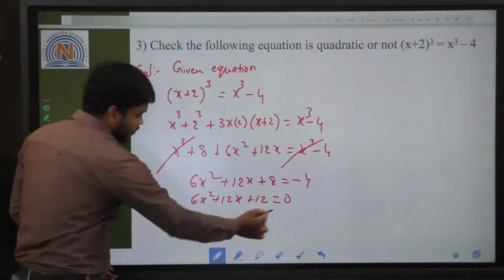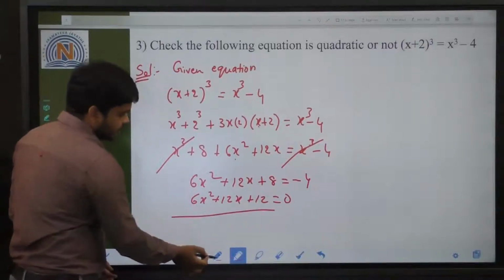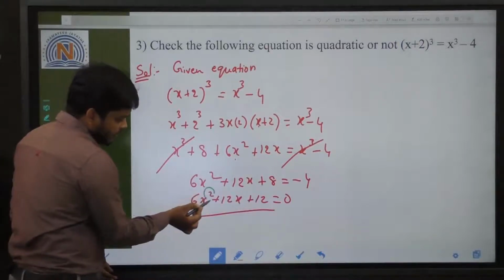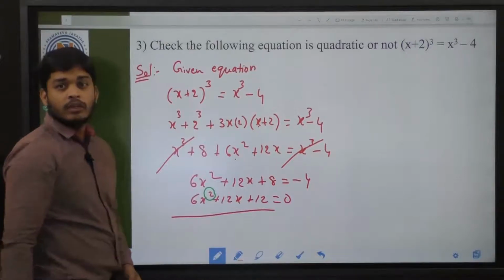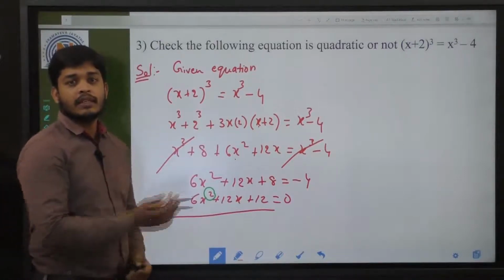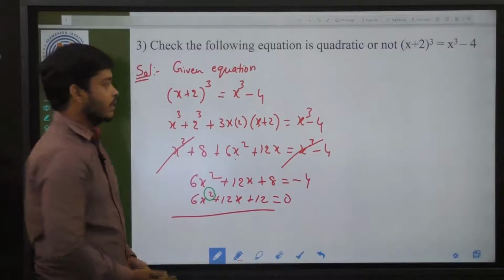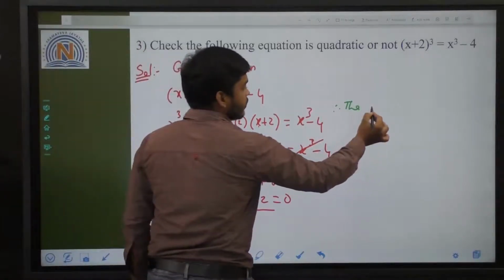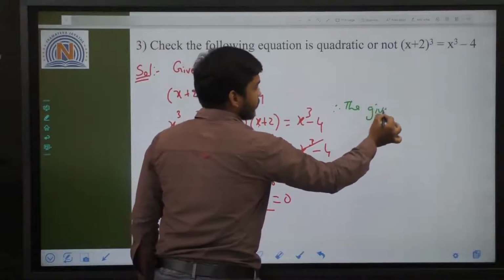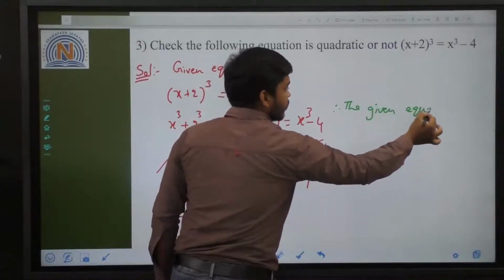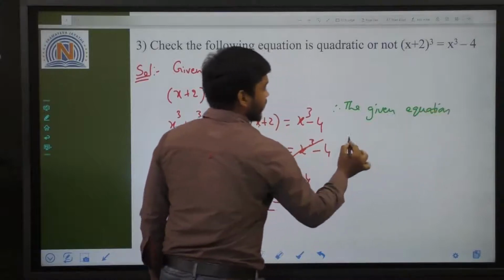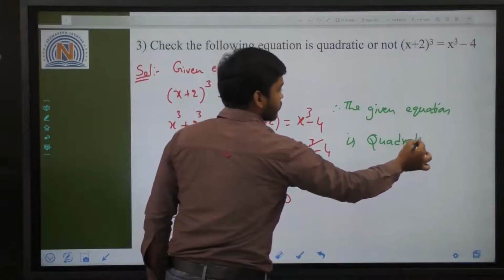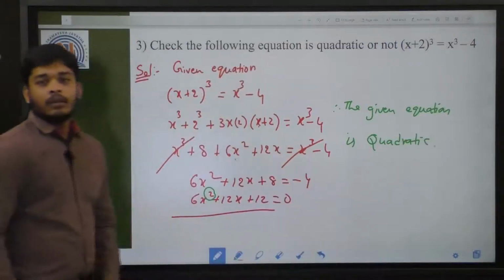See here, if you observe the degree of the equation, the degree of the equation is 2. So if the degree of the equation is 2, is it a quadratic equation or not? Yes, the given equation is quadratic. Coming to the next question.